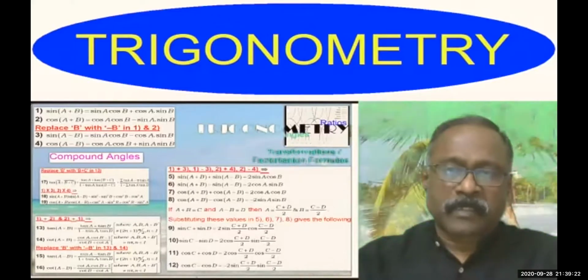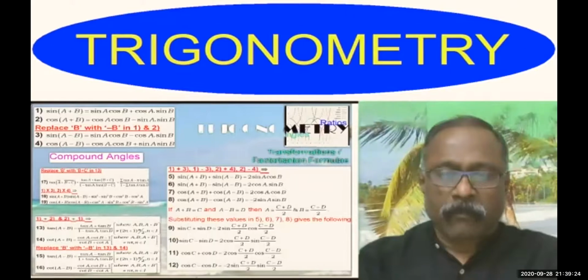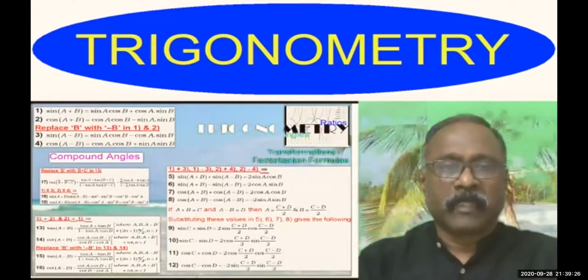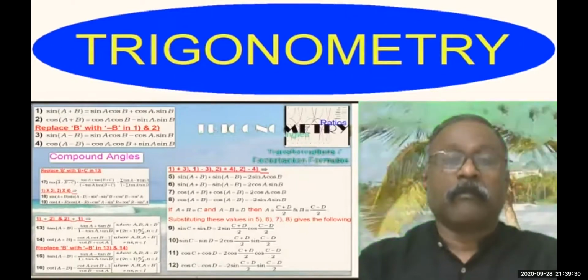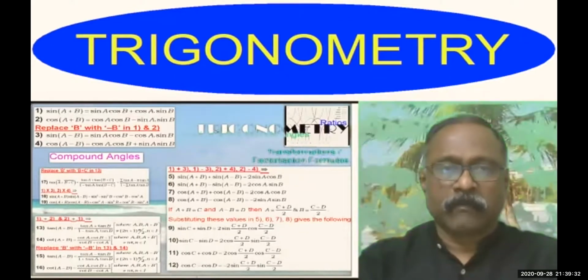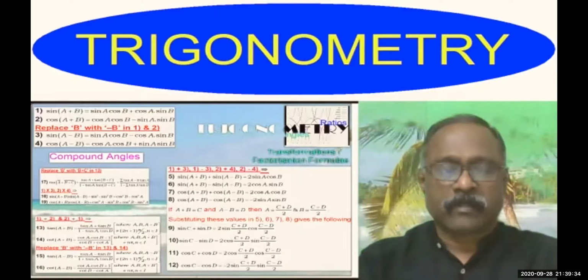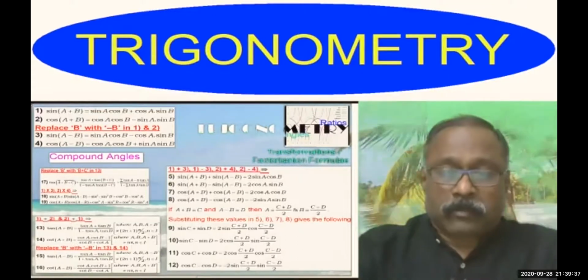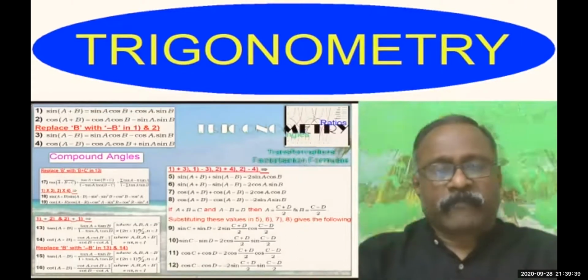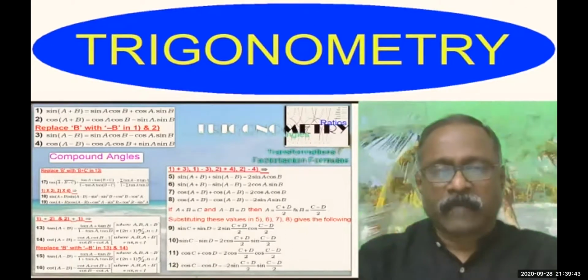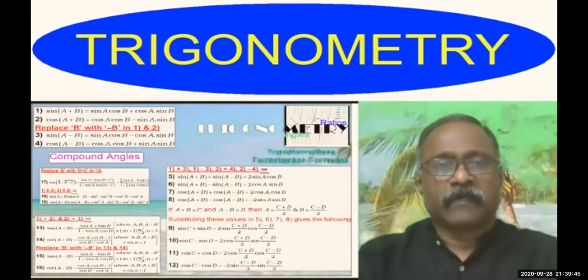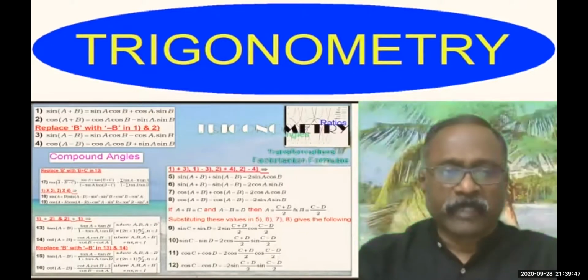Now the next part of trigonometry is the compound angles, and then you will have multiple and submultiple angles and transformations. So that is basic trigonometry, I can say. First part is trigonometric ratios, and after that you'll have compound angles, then multiple and submultiple angles, and then transformations.